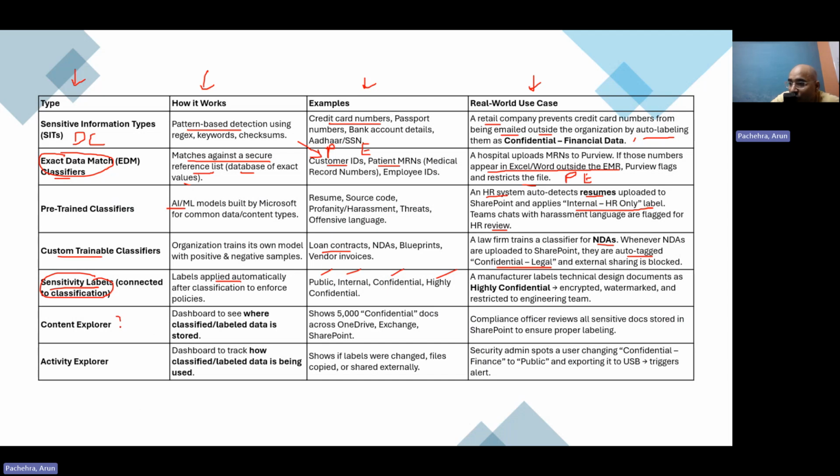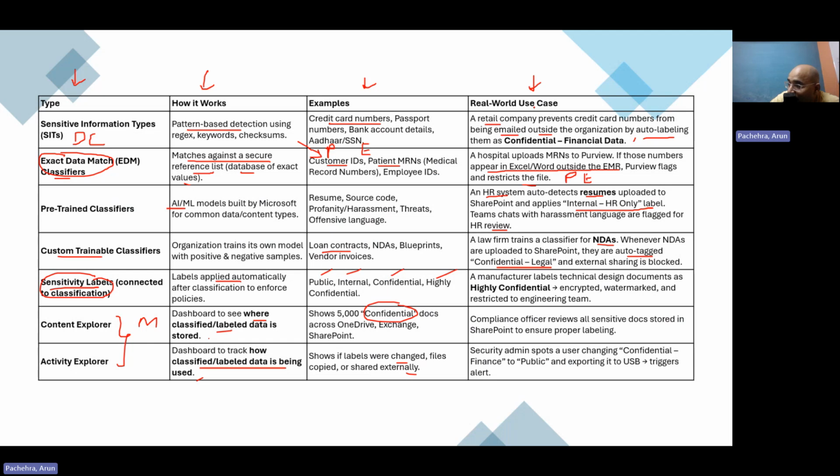Now, these two tools will help us in managing data classification. Content Explorer is a dashboard to see where classified labeled data is stored, and Activity Explorer shows how classified data is being used. Content Explorer will show, for example, 5,000 confidential docs across OneDrive, Exchange, and SharePoint, which means confidential data is stored here, here, here, and here. Activity Explorer shows if labels were changed, files copied or shared externally. Right, so this Activity Explorer will help you.